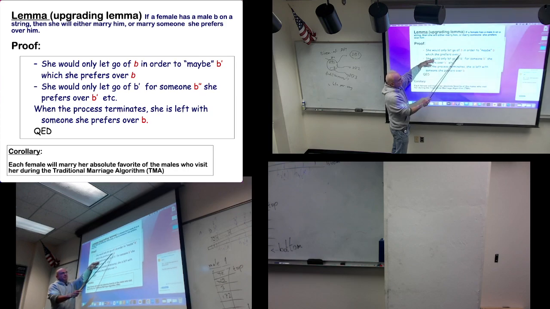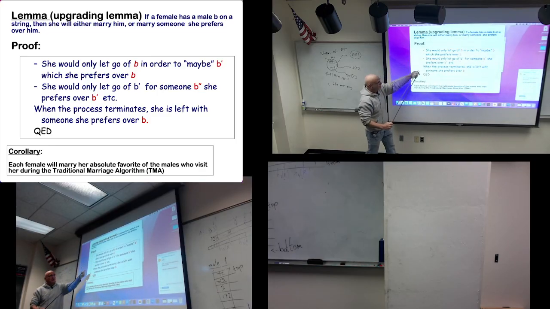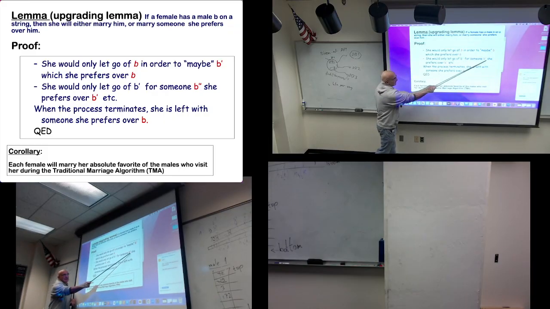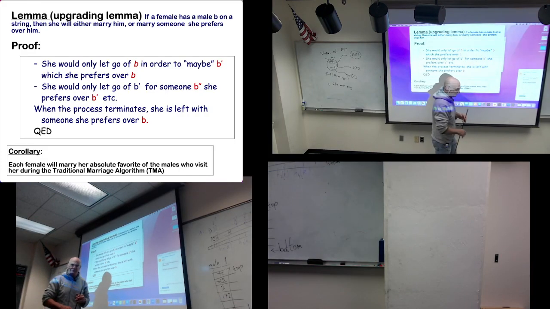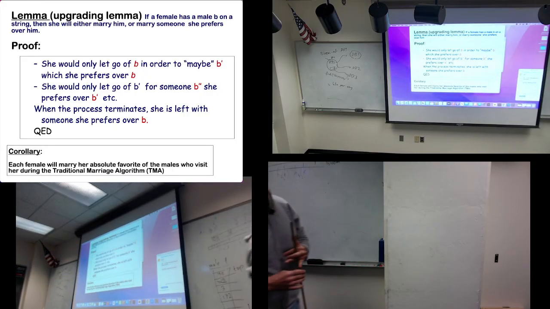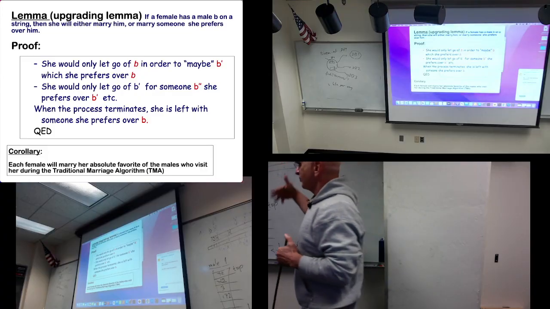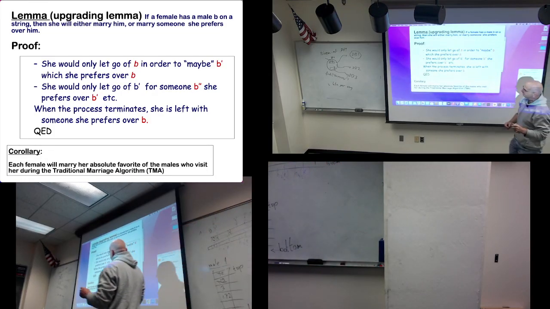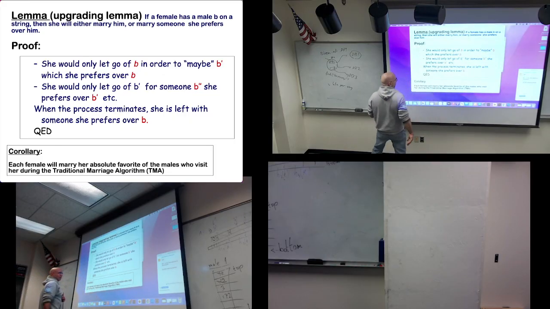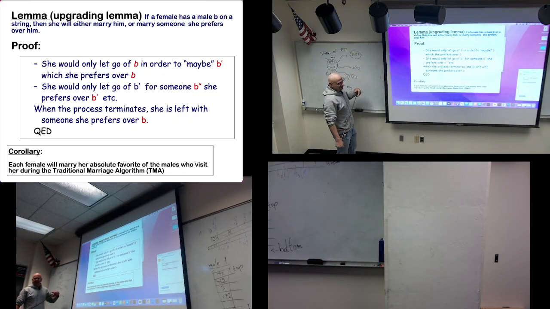Does it mean that she'll marry B necessarily? Not necessarily. Maybe yes, maybe no. Possibly she will let go of B prime because somebody, B double prime, that she prefers over B prime will come. And then she will let go of B double prime, and so on. So her status is getting better and better during this process. Eventually, she will always have somebody that is either B or somebody that she prefers over B. But once she has somebody on a string, she has somebody on a string until the last day of the algorithm, when they all get married.